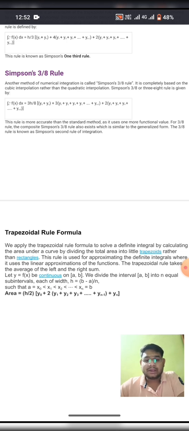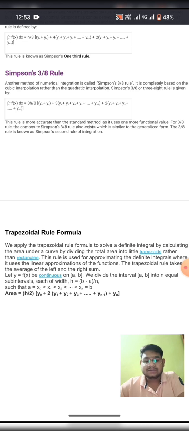This rule is more accurate than the standard method as it uses one more functional value for the 3 by 8 rule. The composite Simpson's 3 by 8 rule also exists, which is similar to the generalized form. The 3 by 8 rule is known as Simpson's second rule of integration.